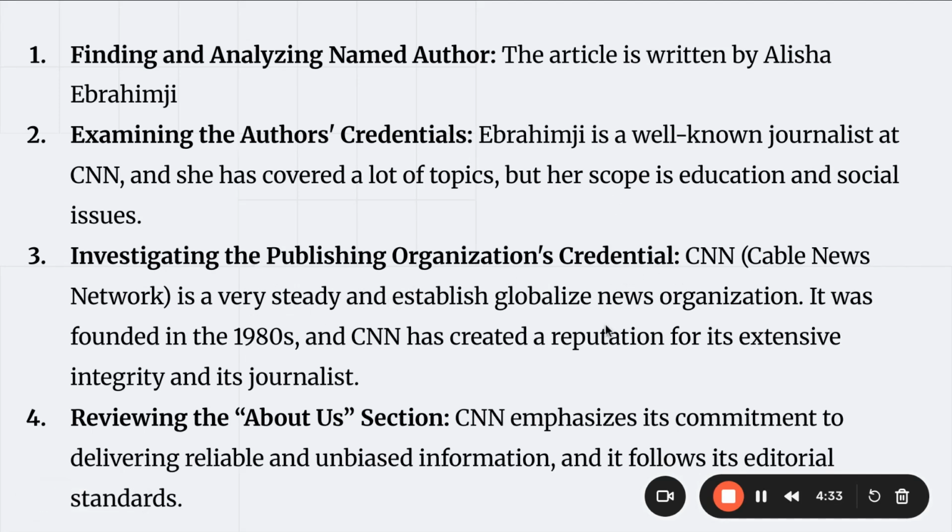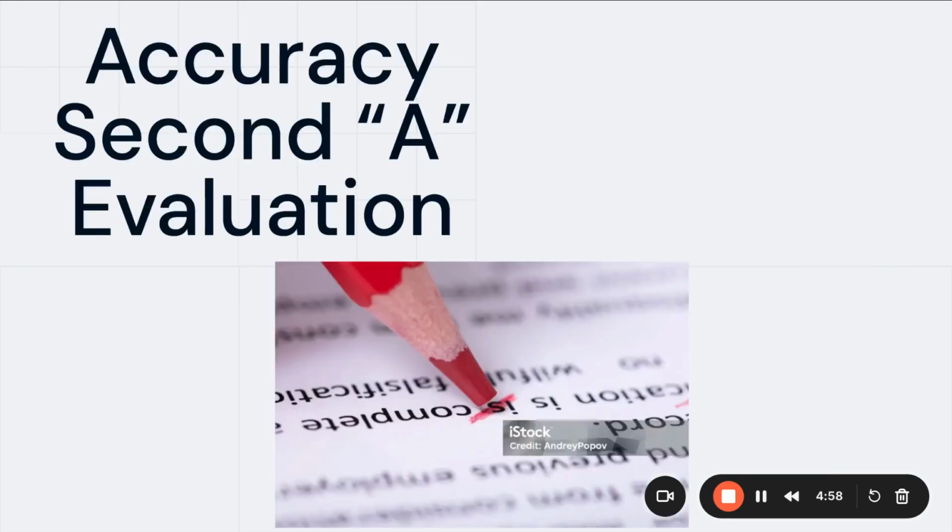Investigating the publishing organization, CNN, the cable news network, is very steady and is an established global news organization. It was founded in the 1980s and has created a really good reputation and integrity as well. Reviewing the About Us section, CNN emphasizes its commitment to delivering reliable and unbiased information.